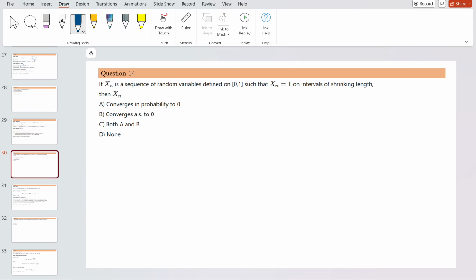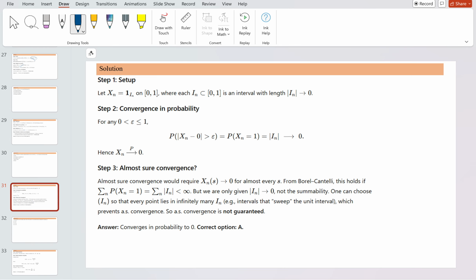Okay, let me give the solution for this. Xn is a sequence of random variables defined on 0 to 1, such that Xn is equal to 1 on an interval In of shrinking length, and 0 otherwise. When you have epsilon between 0 and 1, the probability of mod of Xn minus 0 greater than epsilon is the probability that Xn is equal to 1, which is the length of In, tending to 0. So Xn tends to 0 in probability. Almost sure convergence would require Xn(s) tends to 0 for almost every s.